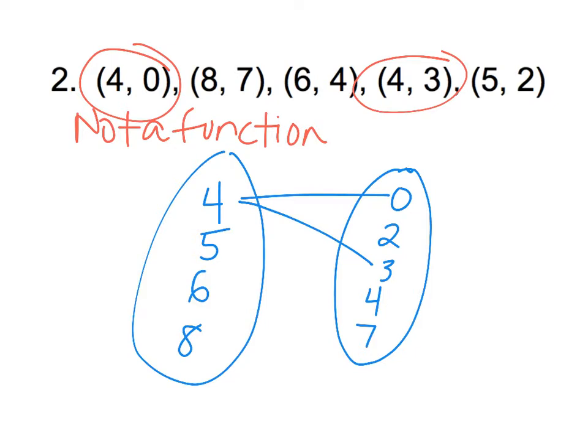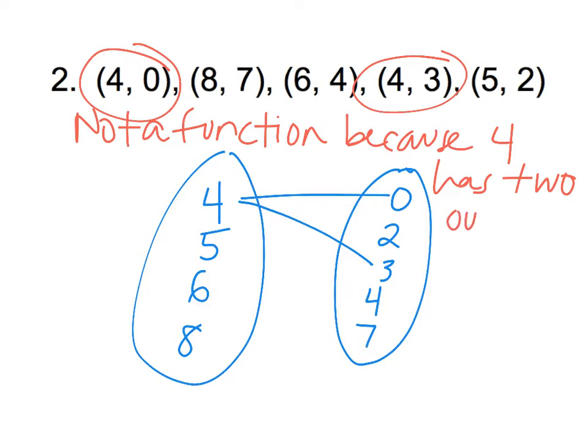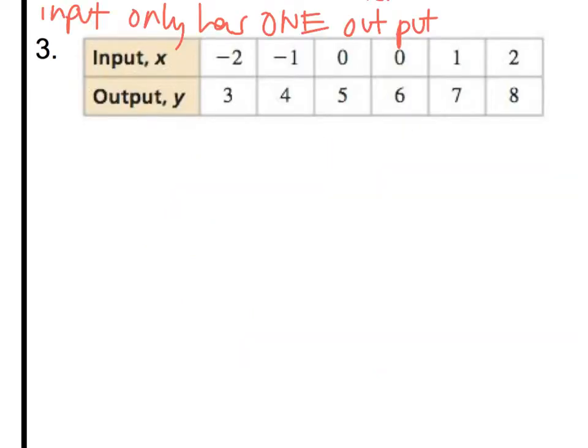We'll say exactly like Haley said it, because 4 has 2 outputs. And how many is 4 allowed to have? 1. That's your magic number when you're talking about functions. If it has more than 1, no good. So maybe you're catching on. Whenever you're looking for is it a function or not, you're looking for repeated numbers in the inputs.